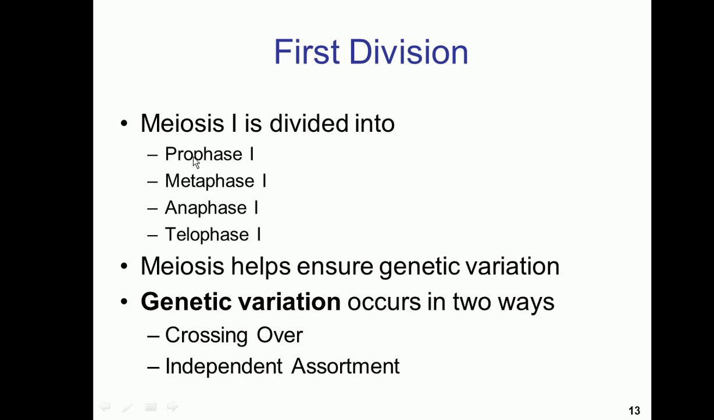So let's see what happens in prophase 1 and why it's different from prophase of mitosis, and what are those events which take place in meiosis which are responsible for the formation of gametes which are unique, which are different from each other. The formation of different kinds of gametes and the unique gametes is responsible for genetic variation. So let's see what happens in prophase 1.